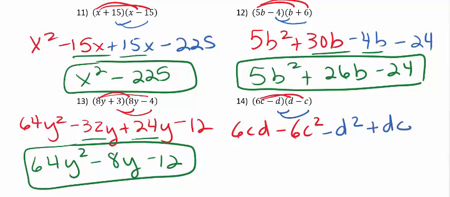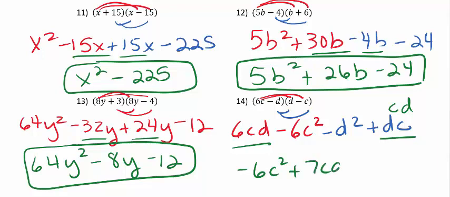Now dc and cd are like terms because I could rewrite dc as cd. They are exactly the same. And we'll start with negative 6c squared, doesn't have anyone to combine with. We can add 6cd and 1cd and get 7cd, and then bring down our minus d squared.